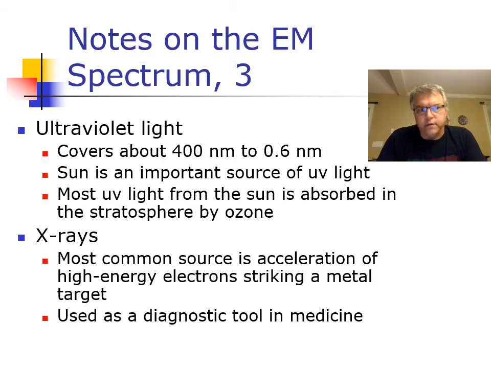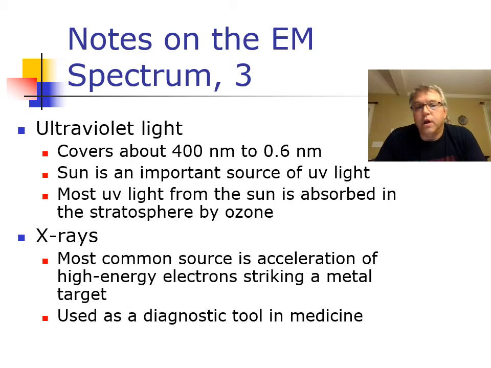Ultraviolet radiation covers from about 400 nanometers, which is where the violet end of the visible spectrum ends, to about 0.6 nanometers. The Sun emits a lot of ultraviolet radiation. It shoots it out into space. A lot of it reaches the Earth. Most of that ultraviolet radiation, which by the way is really harmful to us, is absorbed by ozone in the stratosphere. And that helps protect us from this harmful radiation.